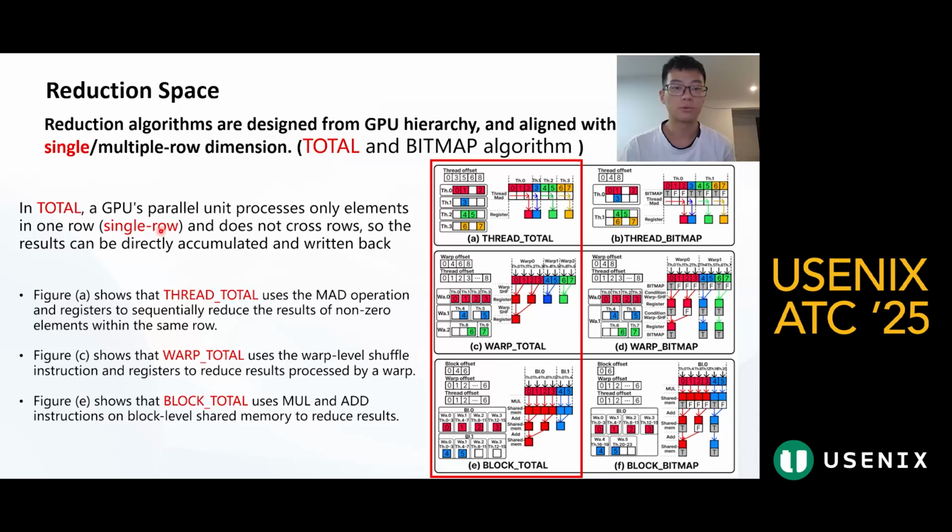Here, a GPU parallel unit processes only elements in one row and doesn't cross rows, so results can be directly accumulated and written back. Here, figure A shows the thread total. It uses the MAD operation and registers to sequentially reduce the results within the same row. And figure C shows the warp level. Warp total uses the warp-level shuffle instruction to reduce results. And also at block level, block total uses multiply and add instructions on shared memory to reduce results.